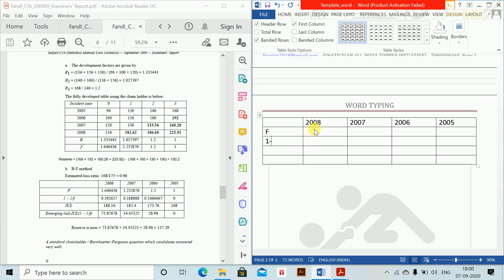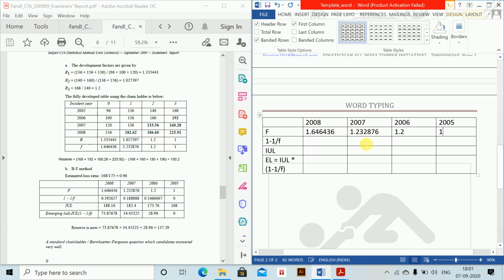So first we have this f, then we have 1 minus 1 by f, which is the development factors. Then we have the initial liability, and then your emerging liability, which is equal to initial ultimate liability into 1 minus 1 by f. Okay, so these are the calculations. So your f for this is equal to 1.646436, and for 2007 this is 1.232876, this is 1.2 and this is 1. Next is 1 minus 1 by f, so 0.392627, 0.1888, 0.1667, and then this is 0.